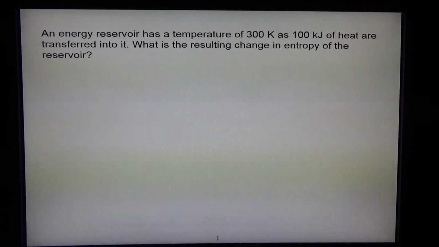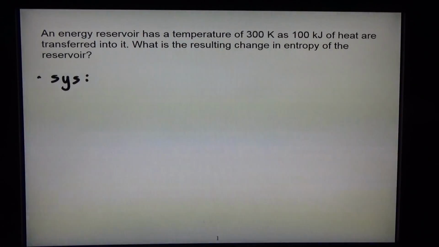Okay, so here we have an energy reservoir with a temperature of 300 Kelvin and 100 kilojoules of heat is transferred into the energy reservoir. We want to determine what is the resulting change in entropy of the reservoir. So we'll start off, we'll just set this problem up, define the system.